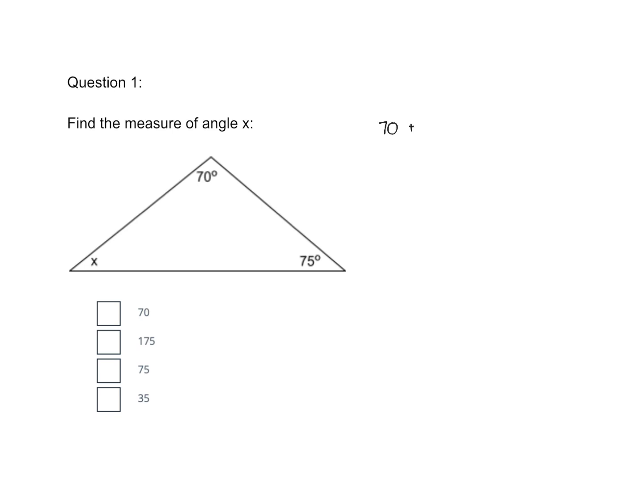So we can say 70 plus 75 plus x, our unknown angle measure, is equal to 180 degrees. We can then add these two, which gives us 145 plus x equal to 180, and then we just solve for x. We subtract 145 from both sides. That cancels, and we're left with x is equal to 35 degrees.